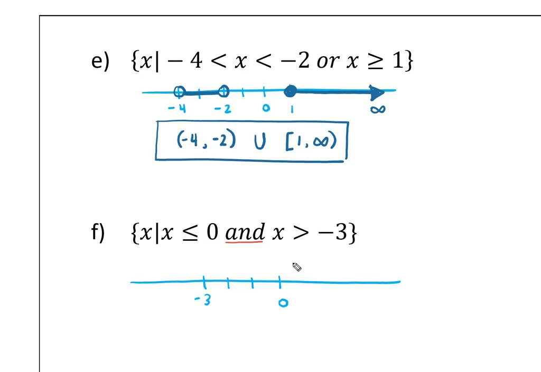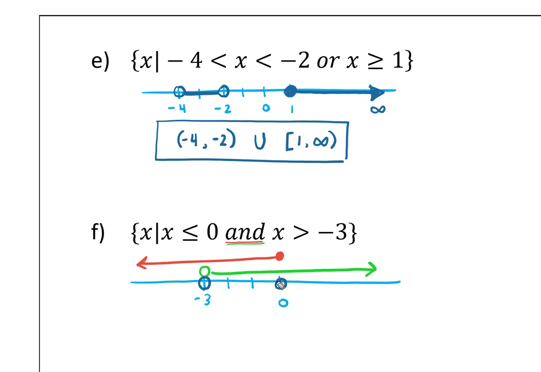x is less than or equal to 0. I'm going to put it above the number line, and I'm going to put it equal to 0 and going that direction. And then x is greater than -3. It's going to be an open circle on -3, and then greater than going this direction. But because it says the word and, I'm looking where both lines overlap and both lines exist. They overlap here.